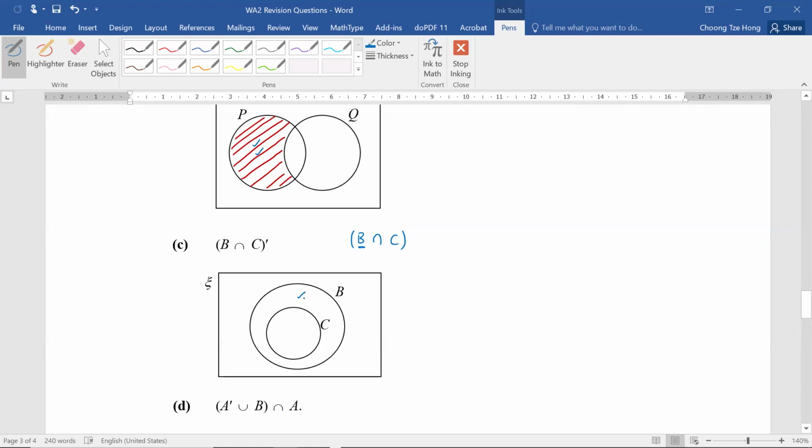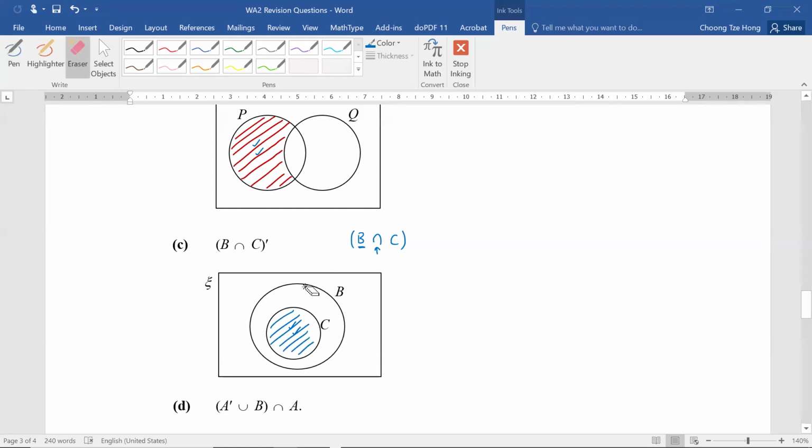So B will be here and here, and then C will be just here, right? Okay, so now once again we have intersection. So we want the regions that have two ticks. Okay, so if the question is just B intersects C, this is where you are going to shade.